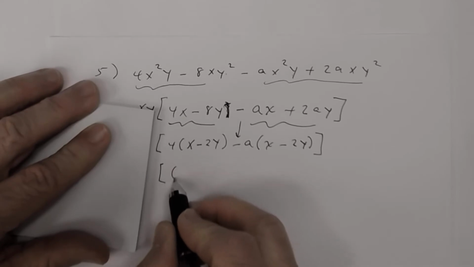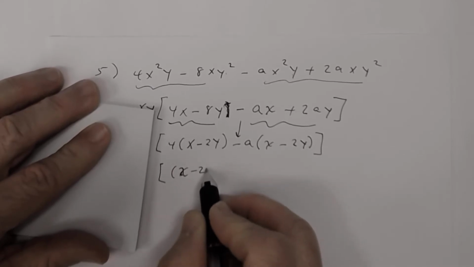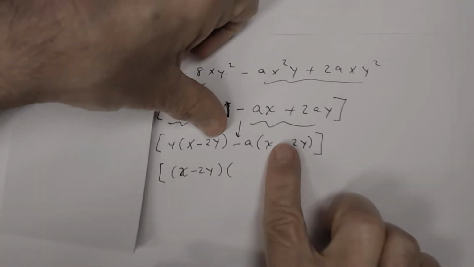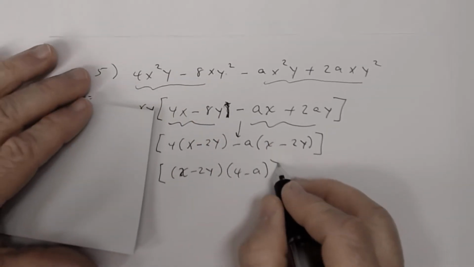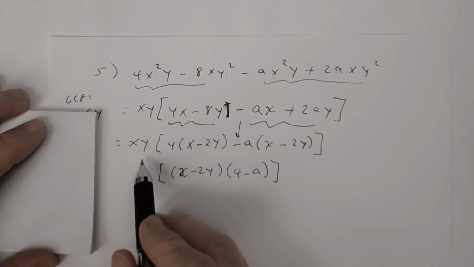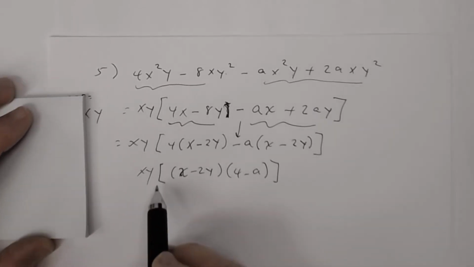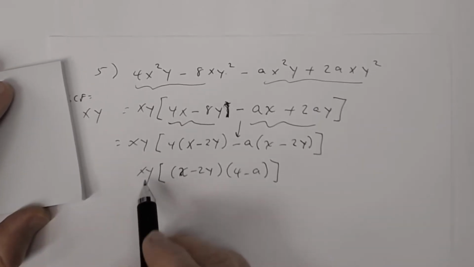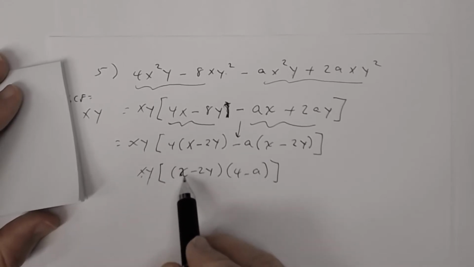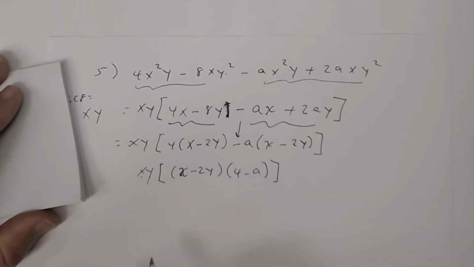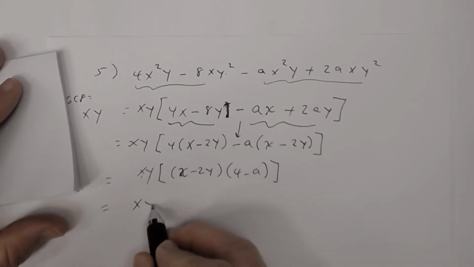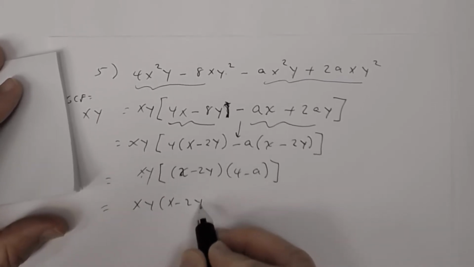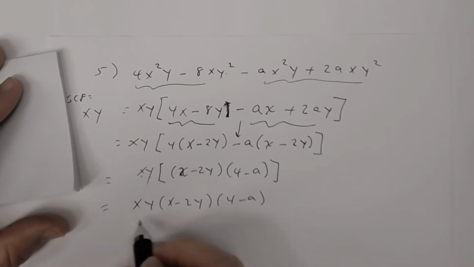So kind of like this, you're going to say x minus 2y. So if I factor out an x minus 2y, you're left with 4 minus a. 4 minus a. And then don't forget, you factor out an xy, so you've got to have an xy out here. So now you see your 3 factors. Actually, there are 4 factors. X times y times x minus 2y times 4 minus a. And so rewrite this a little bit better. So you're going to say xy times x minus 2y times 4 minus a. So that'll be your answer.